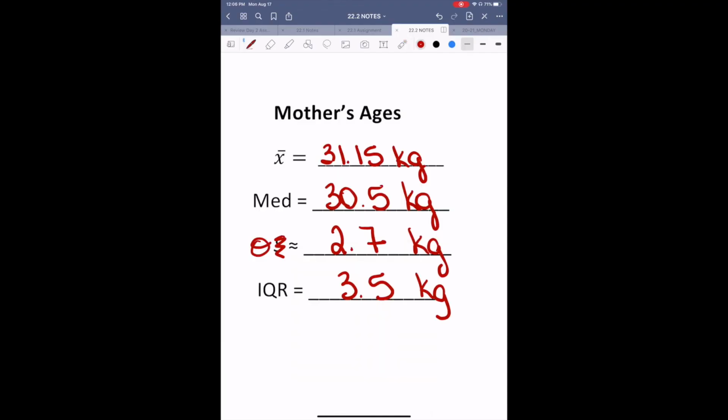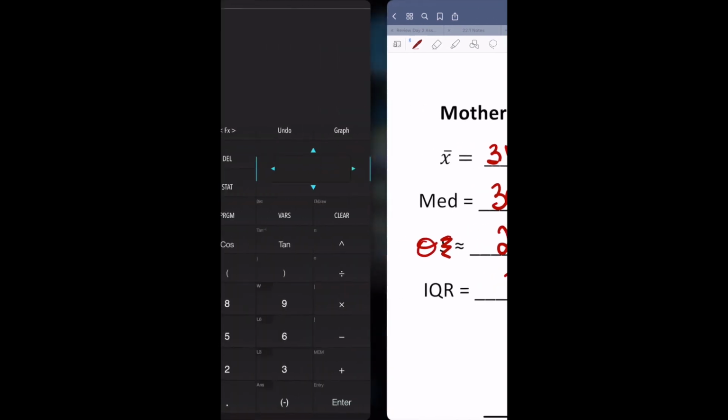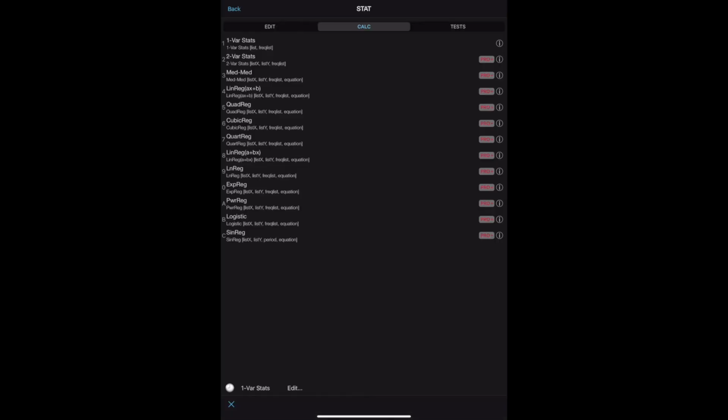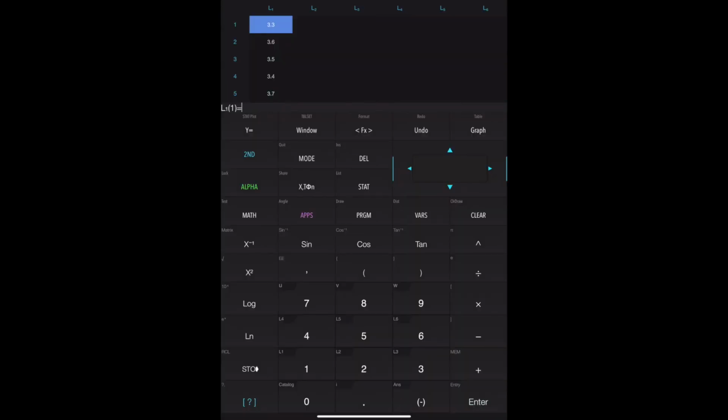Okay, this is the data you should have for the mother's ages. If you do not have this exact value, please go back and check your data measures. What I mean by that is go back to your calculator and check what you entered into the table, because you can very easily make mistakes when you are entering so many data points. It could be that you just missed one item or you typed it in incorrectly.